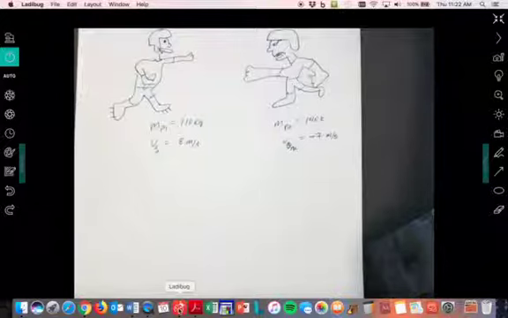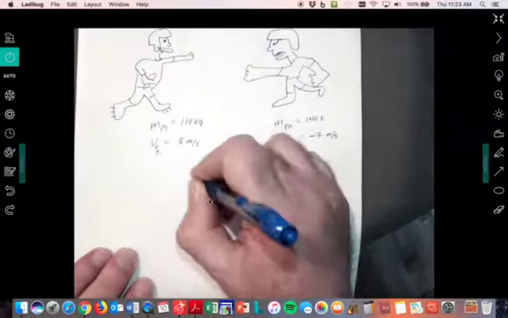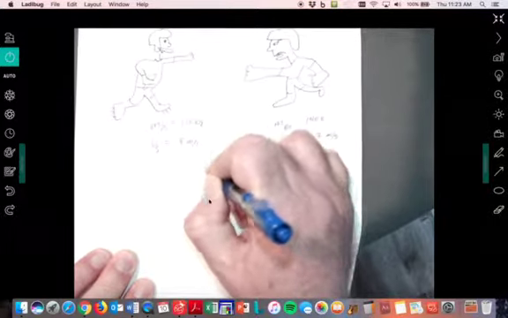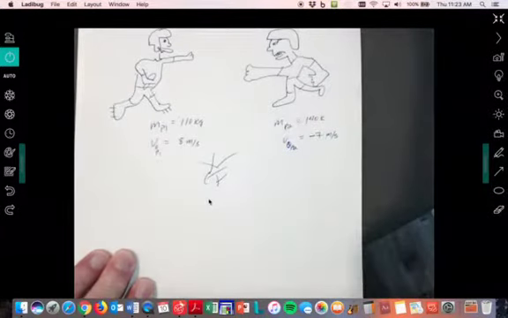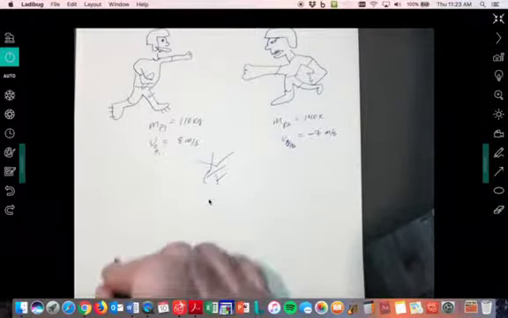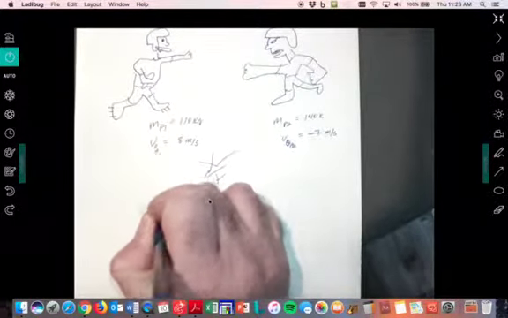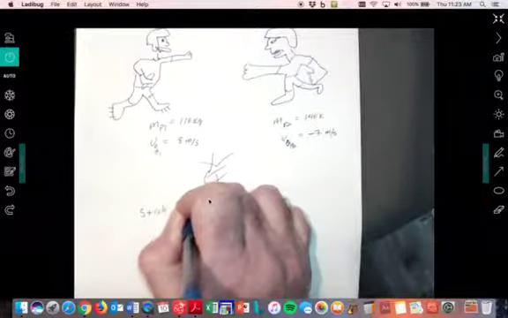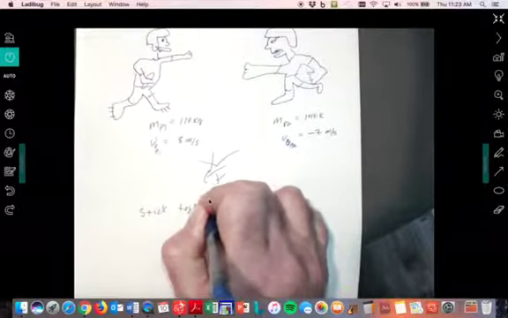Okay, so this is the initial setup. You've got this guy running with the football, going this way, positive 8 meters per second. This guy is coming at him this way. Boom! They're going to hit right here, and they're going to stick together. And then we'll look at the situation in the next little video.